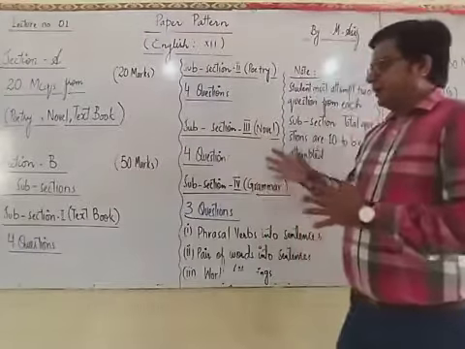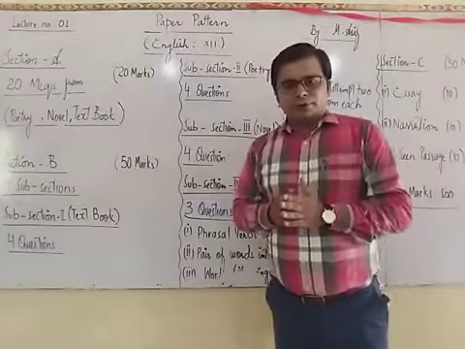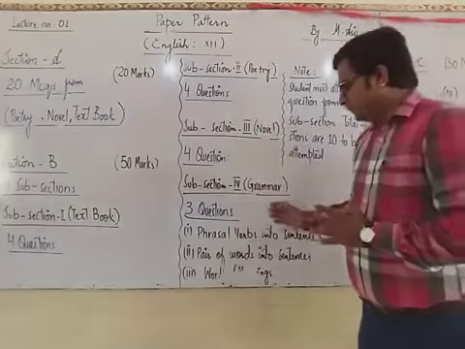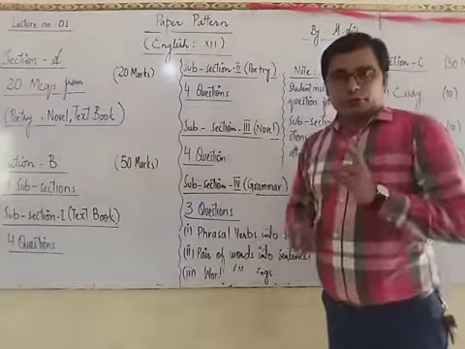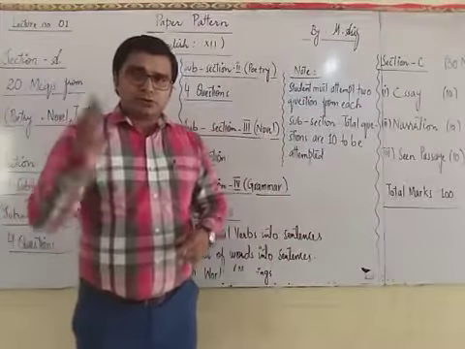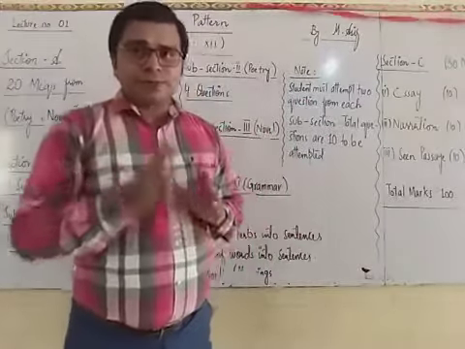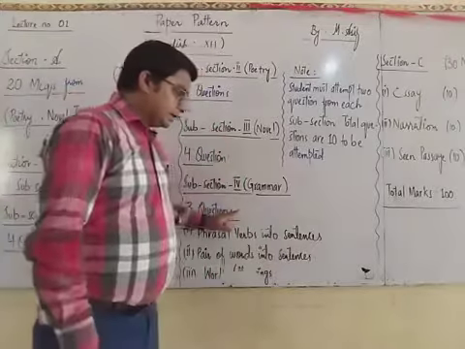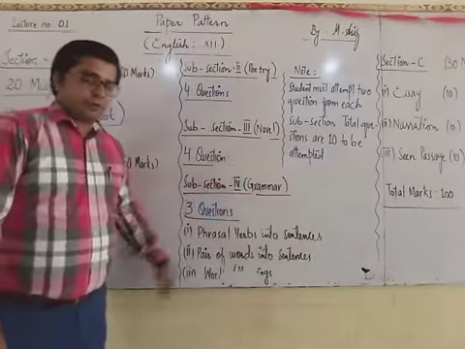Subsection number 3, 4 questions are given from the novel section, and subsection number 4, 3 questions, not 4, 3 questions are taken from the grammar section, and you are supposed to attempt 2 questions from each subsection, and you will also have to attempt 2 questions from this grammar portion.